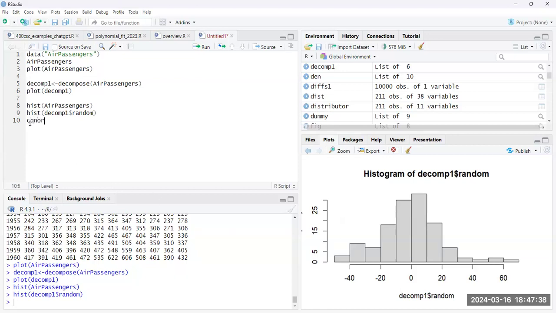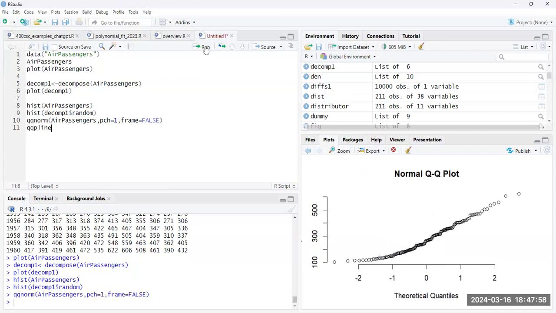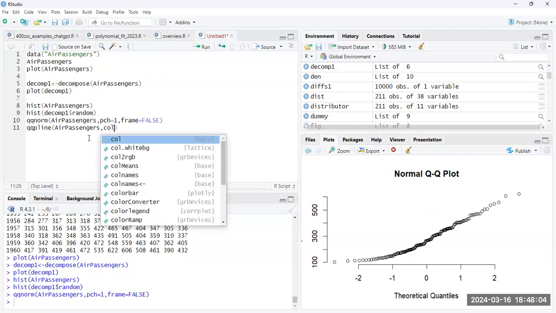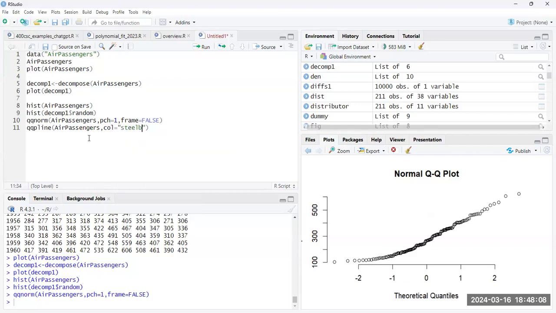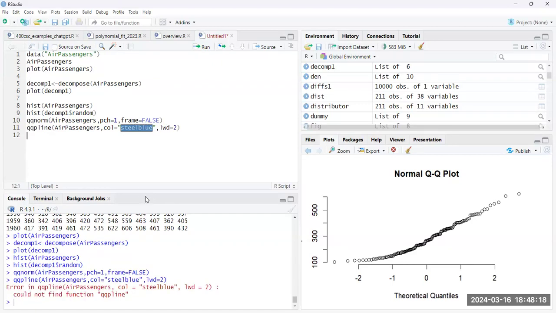We could look at our normal probability plot, again, for the original data. I spelled something wrong. That's because I have a P where it doesn't belong.